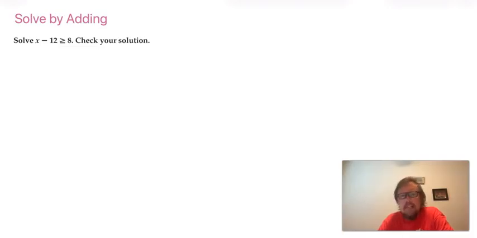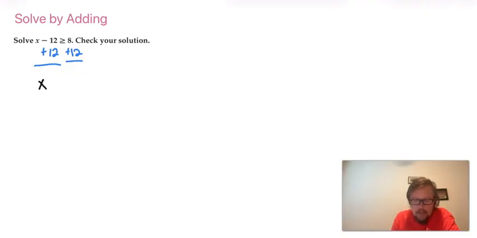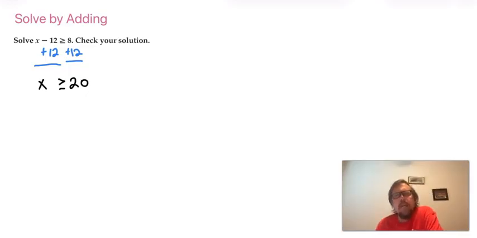Our goal is still the same in an inequality as it was in an equation, and that is to isolate the variable, which is x. So we're going to use the addition property here to add 12 to both sides of this inequality. That gives us x is greater than or equal to 20. This is still the addition property. It's not the addition property of equality because this is not an equation, but it's still an addition property. And so our solution here is x is greater than or equal to 20.